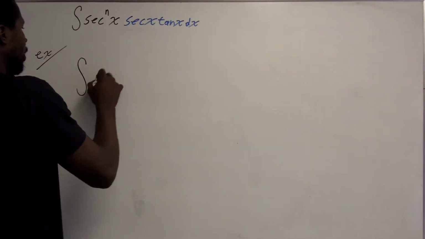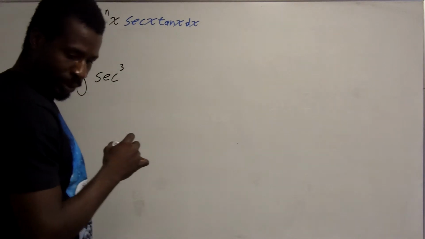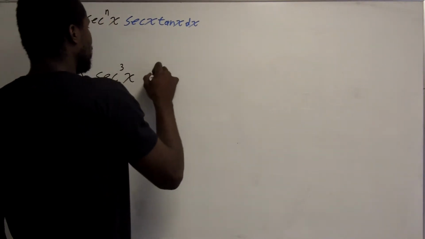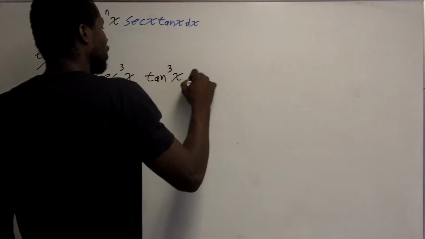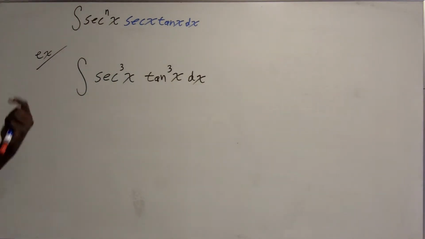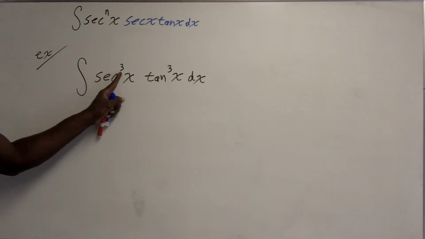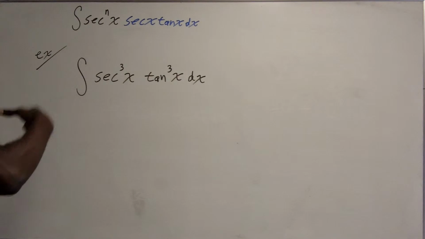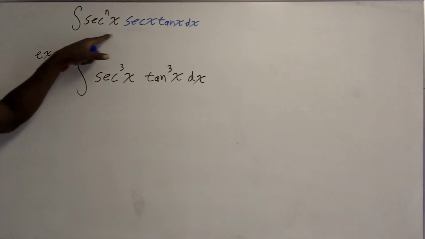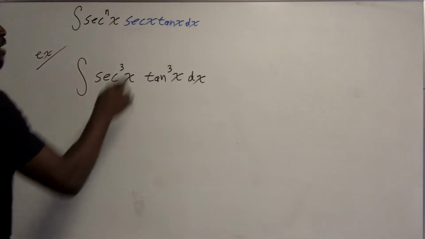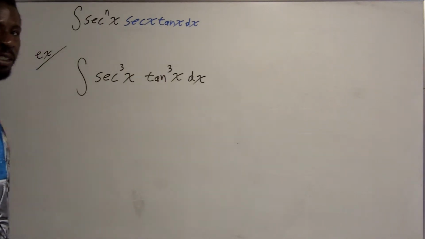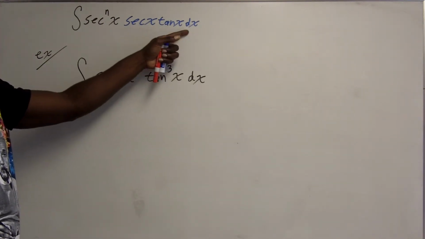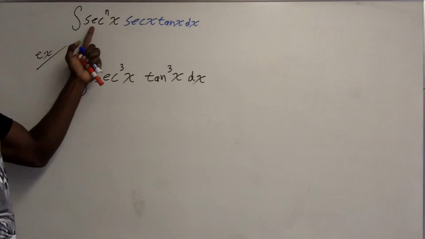So let's try secant cubed of x times the tangent cubed of x dx. This one looks very similar to the one we just did, but notice I cannot find an even power of secant. I only have an odd power of secant. So since I can't use the method that I used last time, because I don't have an even power of secant, I'm going to aim for this one here, and I'm going to isolate a factor of secant and a factor of tangent so that I can have a secant tangent. Then I'm going to change all the other factors to secant.